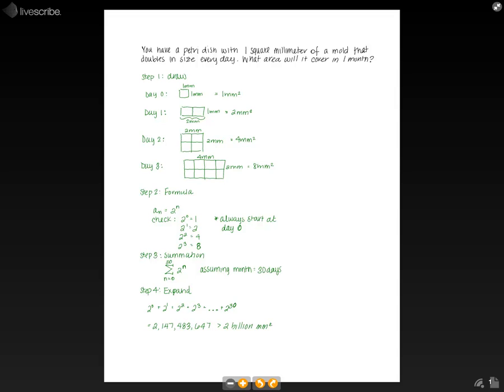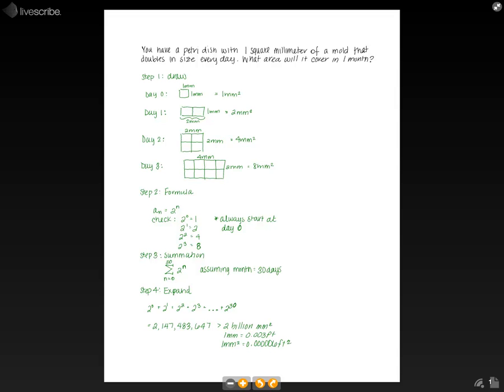So if you wanted to convert that into feet, just to give you a better idea of what kind of number we're talking about here, we know that 1 millimeter is equal to 0.003 feet. So 1 millimeter squared is equal to 0.000006 feet squared.